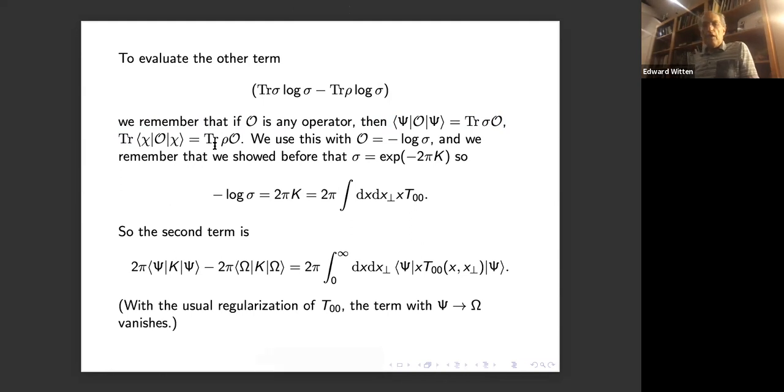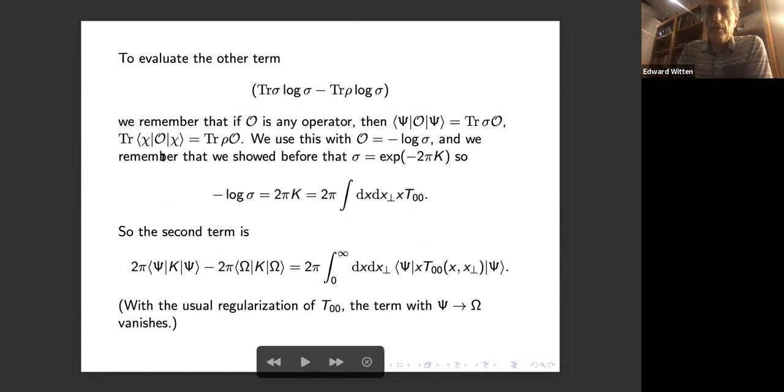But remember last time we showed that the density matrix of the vacuum in the Rindler wedge, or as I said it last time, in the half line, is the exponential of minus 2 pi times what I called k, which I'll define in a moment. So minus log sigma is 2 pi k, or in other words, 2 pi times the integral of the Lorentz boost generator, but only integrated over half of space, only integrated for positive x. I left the limits of integration off here, but I've put them in the next equation.